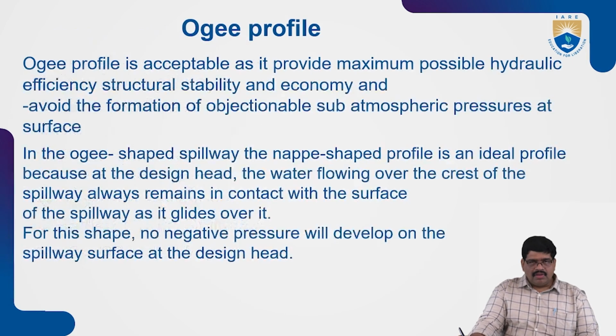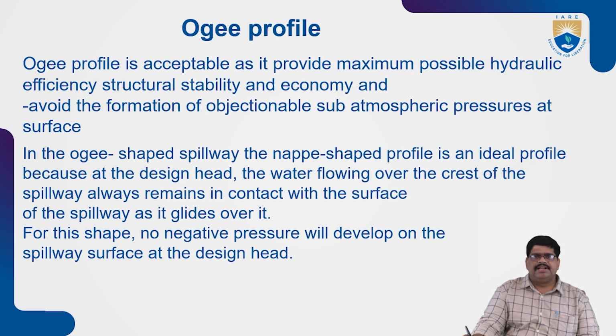Now, very important, we have to go for the Ogee Spillway. What is meant by Ogee, and why is it important? The Ogee spillway can be provided in the maximum possible hydraulic structures, and its efficiency and structural stability can be maintained, and it is also economical. It avoids the formation of objectionable atmospheric pressure on the surface.